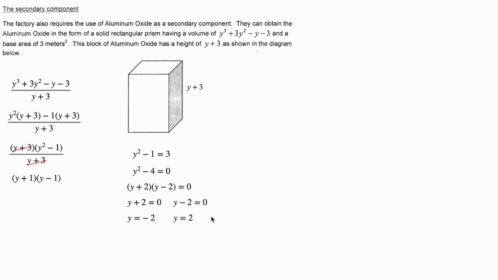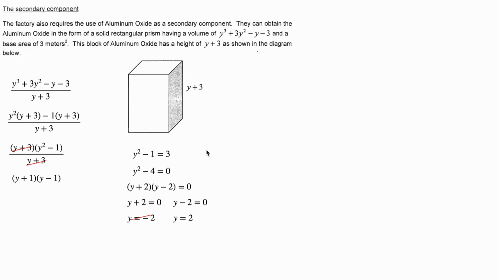And here y is positive 2. Y equals minus 2 doesn't make sense. Minus 2 minus 1 is minus 3 as a dimension down here, that doesn't make sense. You're not going to have a negative dimension. Here, you would have -1 as one of your dimensions. Doesn't make sense. Y equals 2 does make sense.